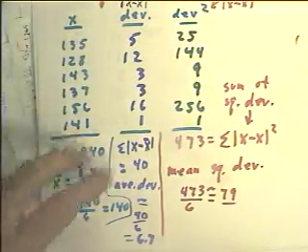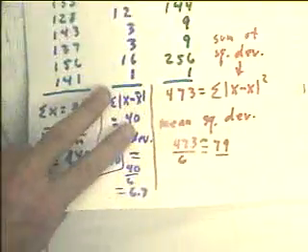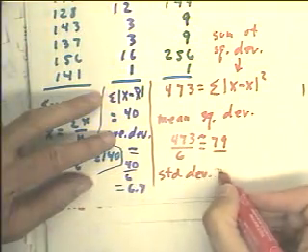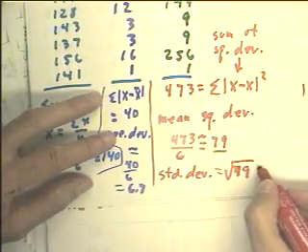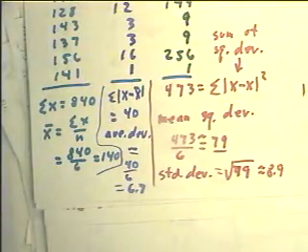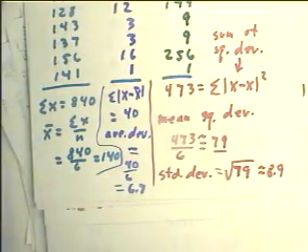Then, to get the standard deviation, what do we do? We take the square root of the mean of the squared deviations. Standard deviation is the square root of 79, which is approximately 8.9. And this is our calculation of what we call the standard deviation.